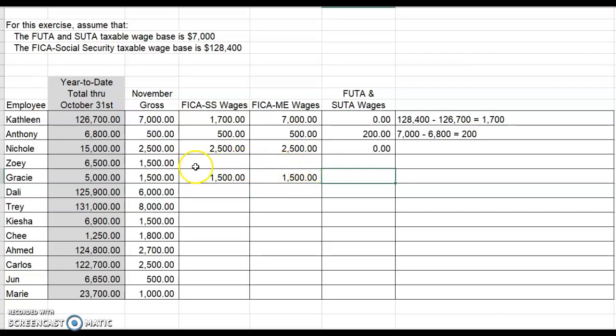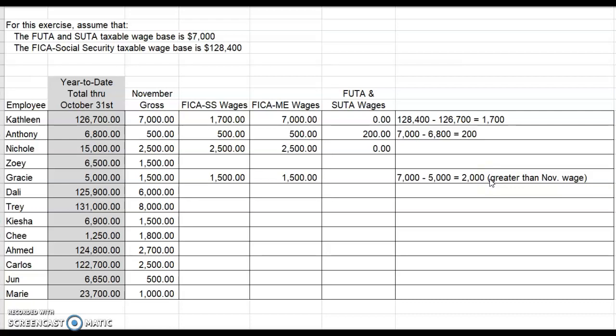Before November, Gracie had already earned $5,000 in gross wage. This is not in excess of the FUTA and SUTA wage base of $7,000. Are any of her November wages subject to FUTA and SUTA tax? Let's check it out. $7,000 minus $5,000 equals $2,000 of wages still subject to FUTA and SUTA tax for the rest of the year.